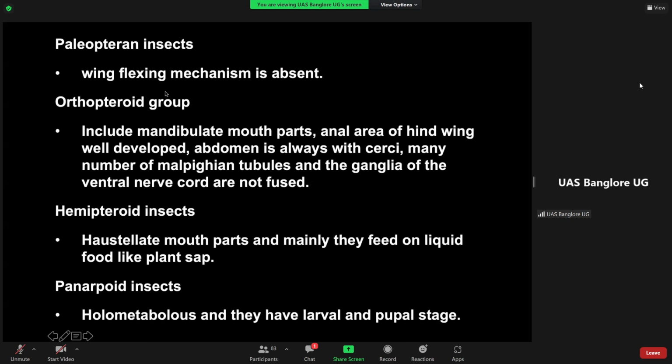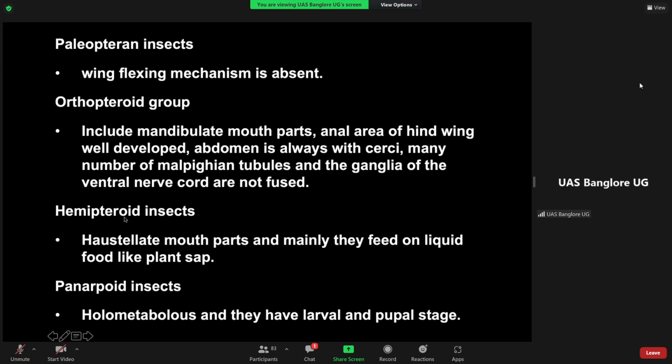Orthopteroid group, which looks similar to grasshoppers. Grasshoppers, cockroaches, all of them are put under the orthopteroid group, including their mouth parts. They have well developed hind wings, the abdomen is always with cerci, many Malpighian tubules, and the ganglia on the ventral nerve cord are fused. Because of all these things, we put them into orthopteroid orders.